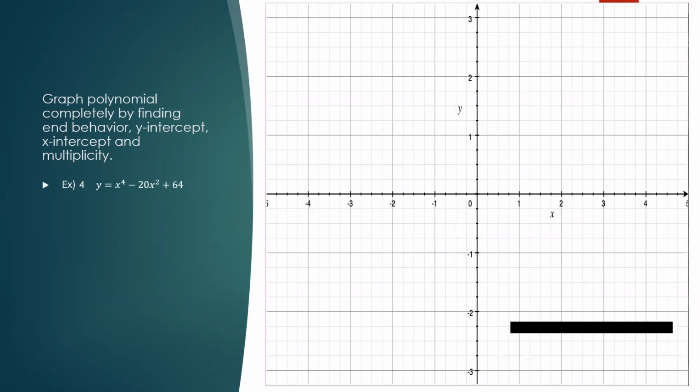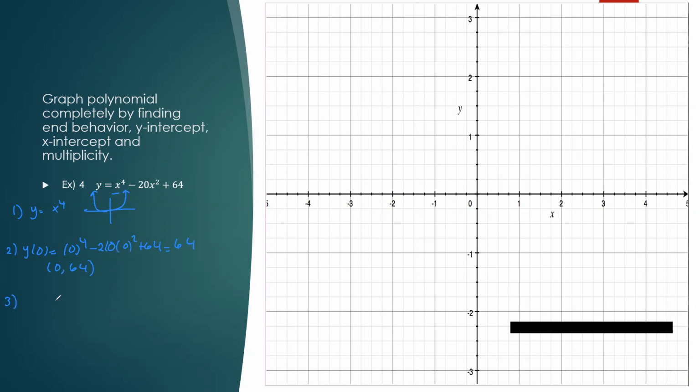Graph this completely. So let's start with end behavior. The highest term is x to the 4th, and it has a coefficient of 1, so there's no reflection. So what that looks like, it rises to the right and rises to the left. The next one is find your y-intercept. So plug in 0. That's 0 to the 4th minus 20 times 0 squared plus 64, which is 64. So you have a y-intercept of (0, 64).